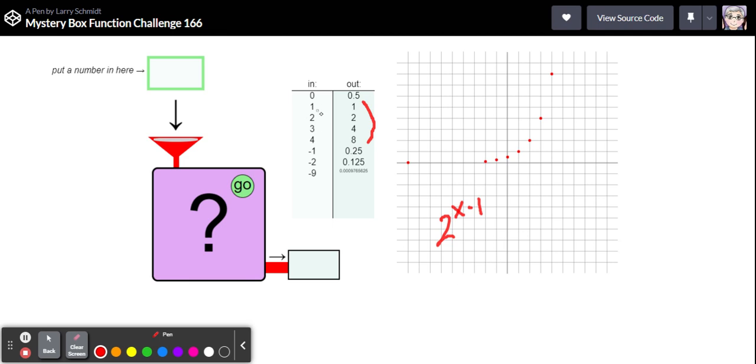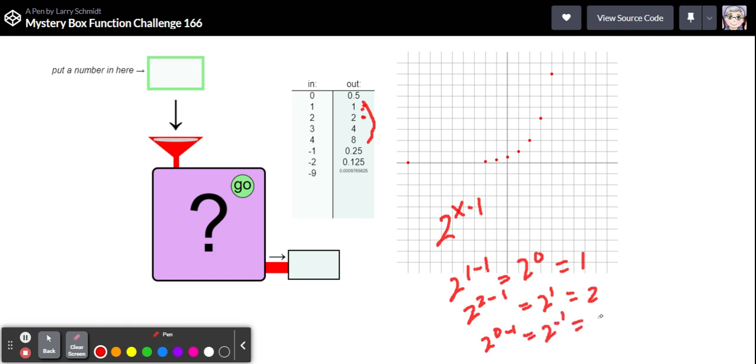So if I put in a 1, 2 to the 1 minus 1, that's 2 to the 0, which is 1. And that's what I've got right here. If I put in a 2, 2 to the 2 minus 1 would be 2 to the first power, and that's 2, and that's exactly what I've got here. Does that work with a 0? So if we put 2 to the 0 minus 1, that would be 2 to the minus 1. That is 1 over 2, or 1/2, and that's what we got here. So I think we've got our function right here, 2 to the x minus 1 power.